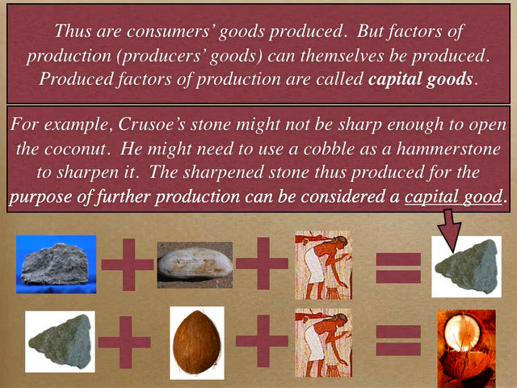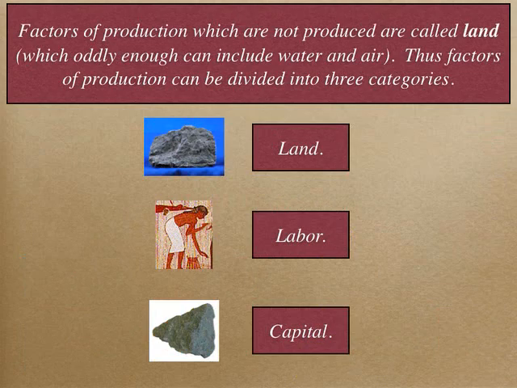For example, Crusoe's stone might not be sharp enough to open the coconut. He might need to use a cobble as a hammerstone to sharpen it. The sharpened stone thus produced for the purpose of further production can be considered a capital good. Factors of production which are not produced are called land, which, oddly enough, can include water and air. Thus, factors of production can be divided into three categories: land, labor, capital.